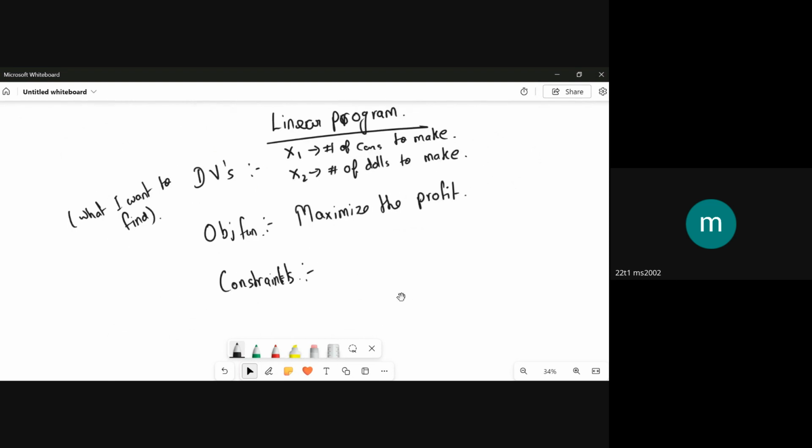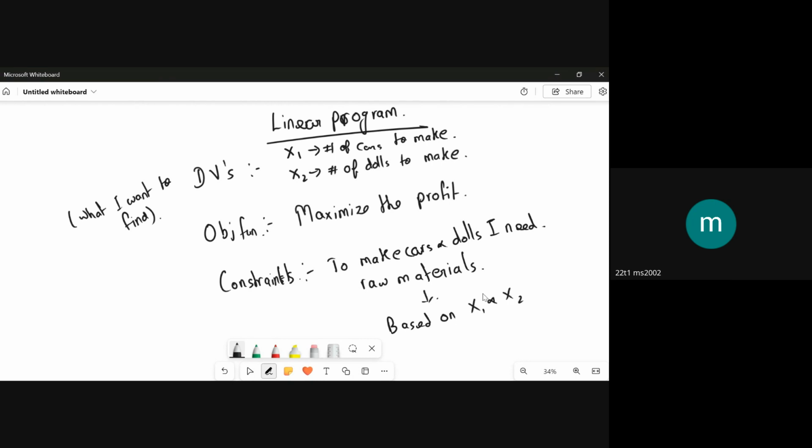Okay. So what would be my constraint? What puts bounds on these x1 and x2? The availability of the raw materials. Exactly. So to make cars and dolls, I need raw materials. Based on how much x1 and x2 I make, I need so much amount of raw materials, or let me put it the other way. Since I have to find this, based on availability of R1 and R2, I need to find x1 and x2. So those are going to be my constraints, right?